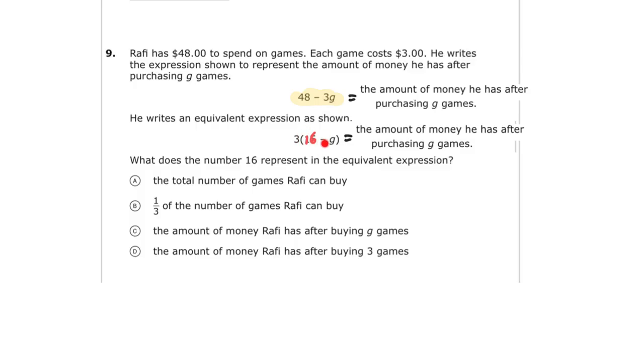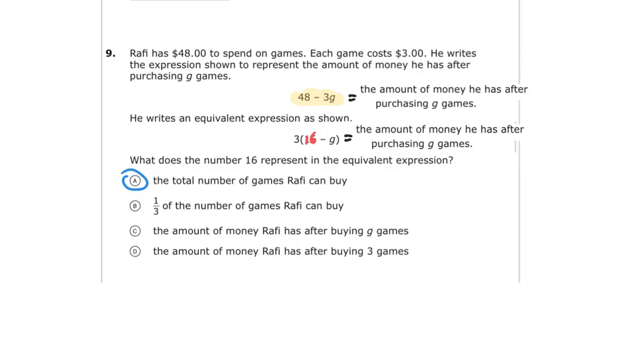And then it would be 3 times 0, which is 0. So after purchasing 16 games, the amount of money this person would have left over would be 0. So that actually makes sense with regards to answer choice A. The total number of games Rafi can buy is indeed 16, because if this G right here was 16, then this person would have $0 left over. So that actually is the answer.